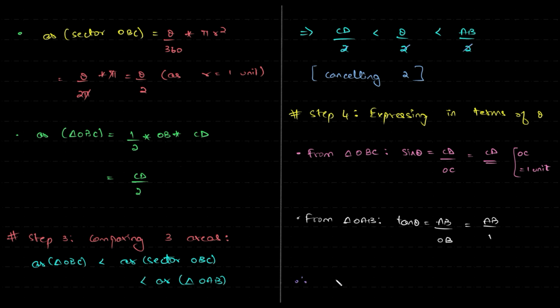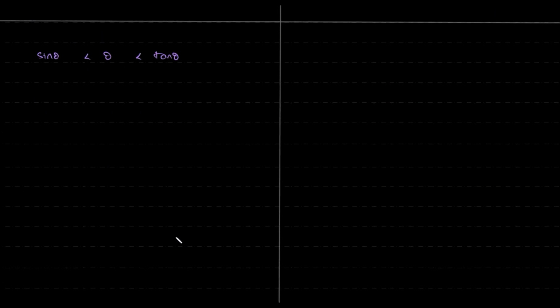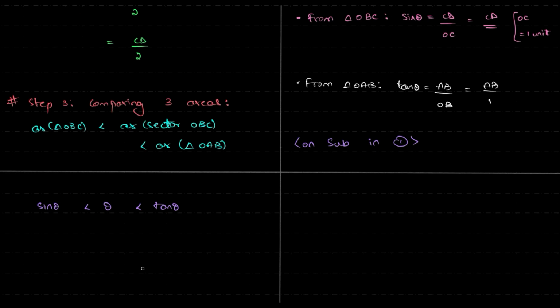We can write, therefore, on substituting in 1, that's our 1, what do we have? We have CD is equal to sine theta, which is less than theta, which is less than tan theta. Now I'm going to express tan theta as sine theta by cos theta. Okay, so this is our last step. Not last step, last but one. So we express the relationship. Done.